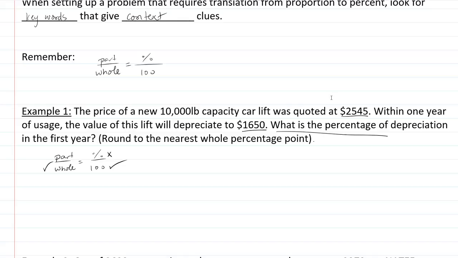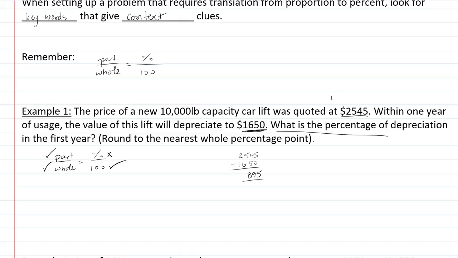It's very tempting to say that the part is actually $1,650. But what the part actually is $2,545 minus $1,650, which gives us $895. This is the part. Why is this the part? It is because this is the amount that the price decreases by, and that's what we're concerned with in this problem. So $895 is actually the part.